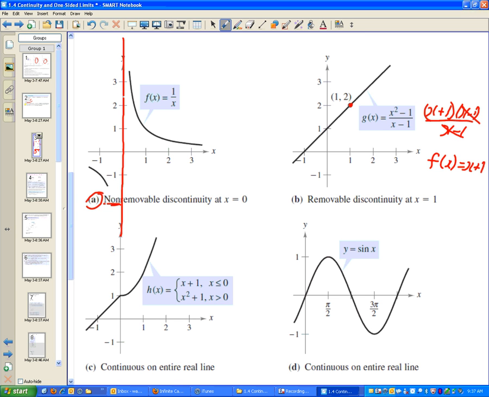Yes? Yeah, for a slightly different purpose. Instead of solely worrying about limits, now we're worrying about limits and continuity.